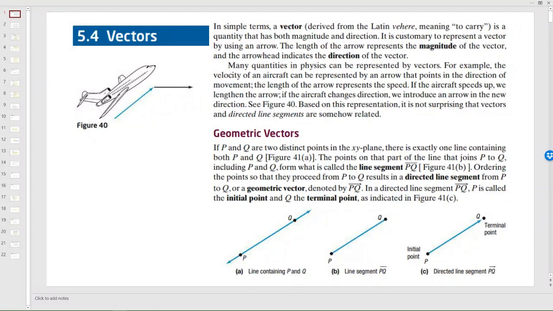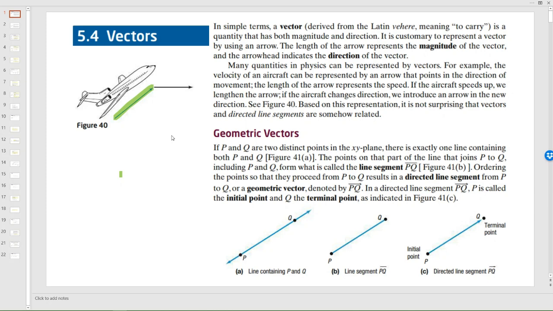Okay, class, I want to introduce the idea here of vectors. Now, a vector consists of two things, magnitude and direction. That's really all we care about. Okay, the magnitude is designated by the length and the direction by the direction.